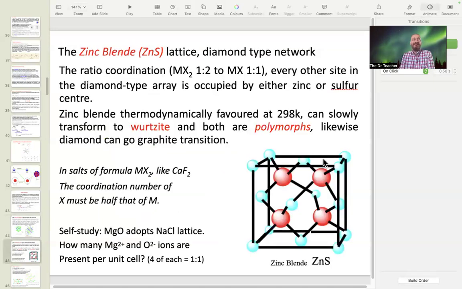We have a zinc blende. Again, this is zinc blende. The coordination ratio may be MX2, 1:2, or MX, 1:1 ratio. Every other site in the diamond type array is occupied by either zinc or sulfur centers. So this is the zinc blende, and we can see the lattice. For the 1 unit cell, you can see the zinc in red and the sulfur in blue.